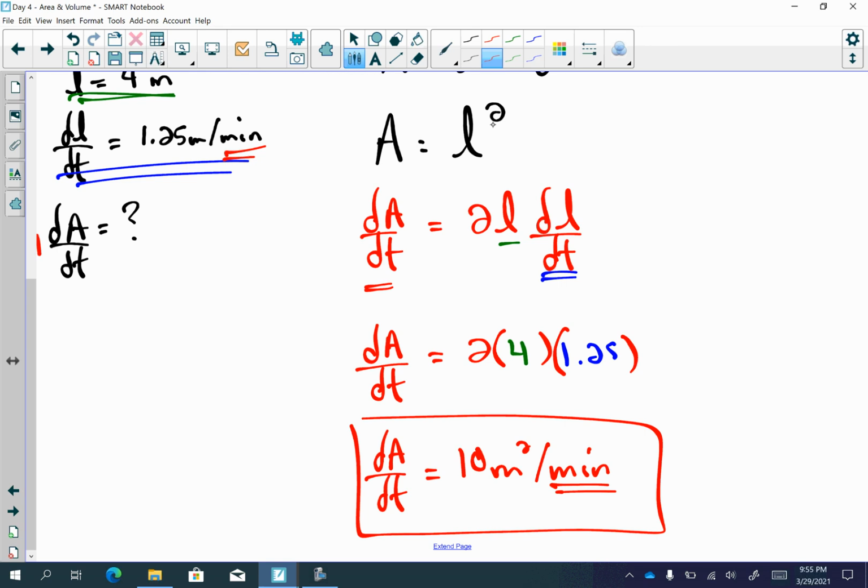But find your equation that relates the quantities, differentiate both sides with respect to time, and then fill in your known quantities and solve for the unknown.